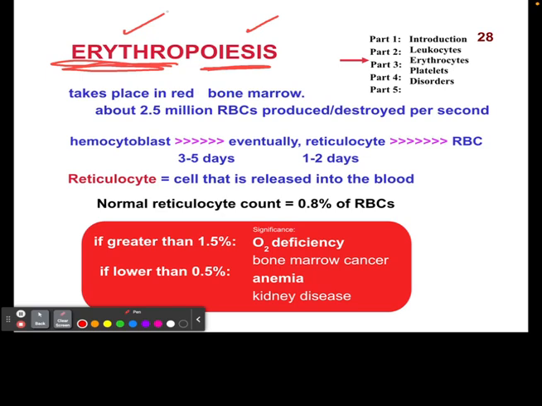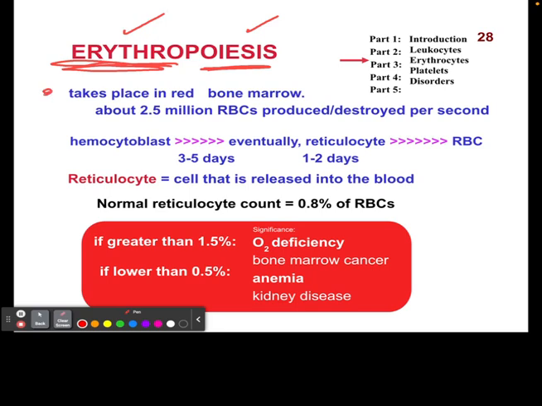Before we go any further, let's just remember the importance of red blood cells. The main reason why we have them is to carry oxygen throughout the body so that we can do cellular respiration. So, we're going to do erythropoiesis to create more red blood cells because we need more oxygen to travel through the body. Where does this happen?